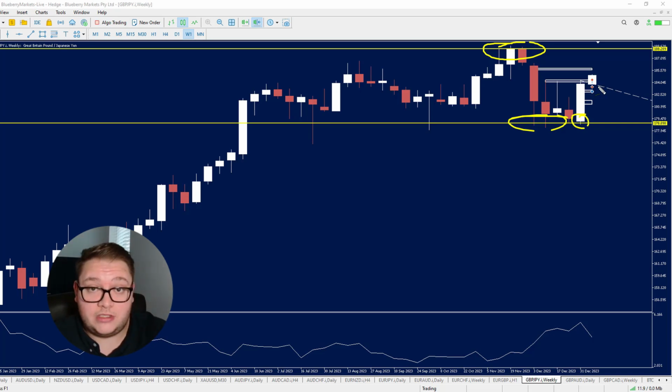Looking to see if the momentum will continue into this week. It may even continue further and head back up towards the 188.